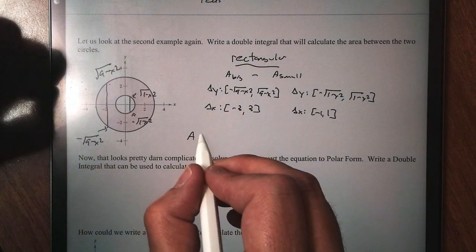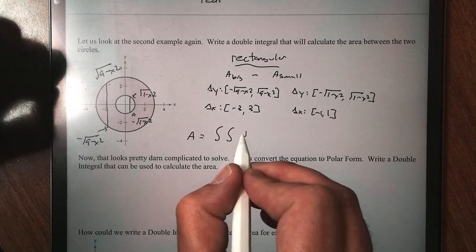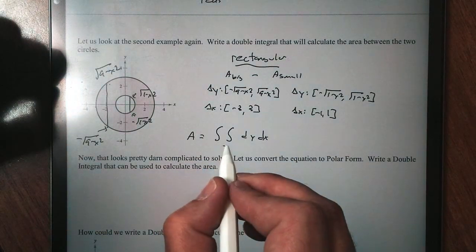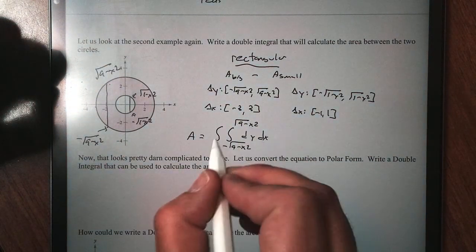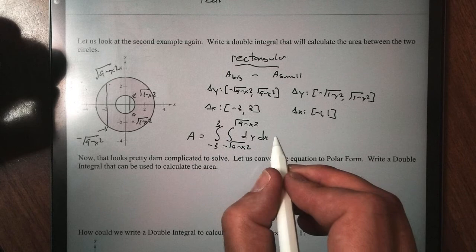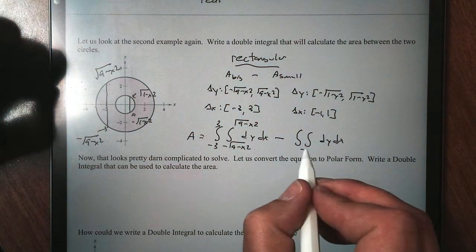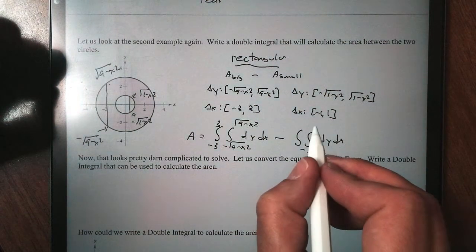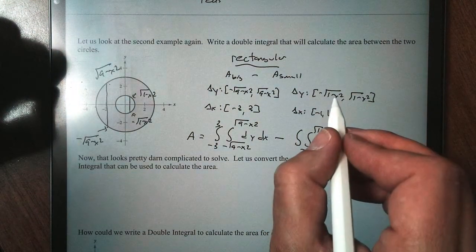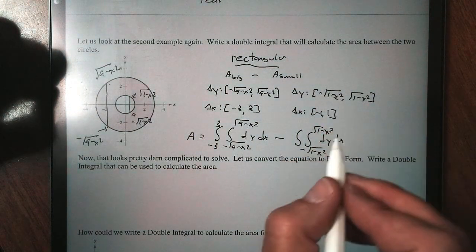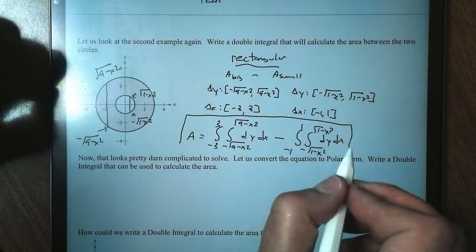So to get the area, again, I have to do the big one minus the small one, so I actually have to do two integrals. Double integral, dy dx, negative square root of 9 minus x squared to positive square root of 9 minus x squared, negative 3 to 3, minus, and I'm going to do the smaller one, double integral, dy dx, negative square root of 1 minus x squared to positive square root of 1 minus x squared, sorry about that, there were x's. And from negative 1 to 1. And that would give us our area.